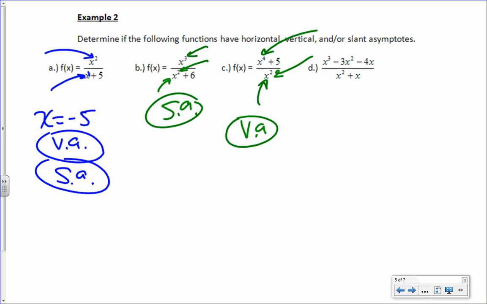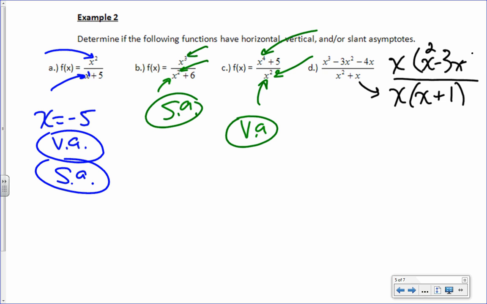Any holes? I heard a yes. No? Which is it? I've heard both answers now. I believe there's at least one, because I can factor an x out of the numerator and an x out of the denominator. And then there's x plus 1 on the bottom. And then what am I left with up here? X squared minus 3x minus 4. So we know there's at least a hole, so that's gone.